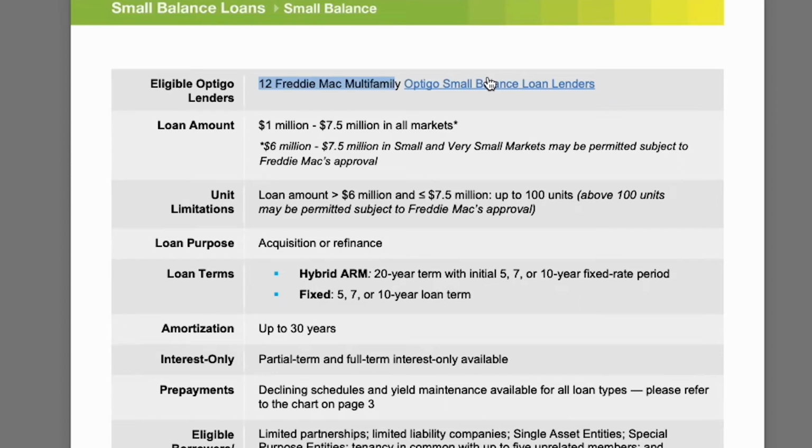Now you can go and work with these lenders directly, or you can work with a capital advisor like myself that will give you other options besides Freddie and Fannie. But if you want to work directly with the Freddie Mac lenders, you can go to the 12 lenders that they have here, click on it, and see who these lenders are and how to get in contact with them.